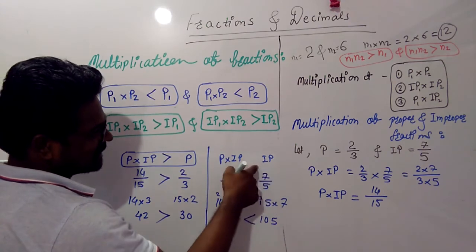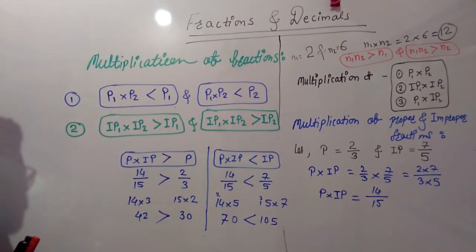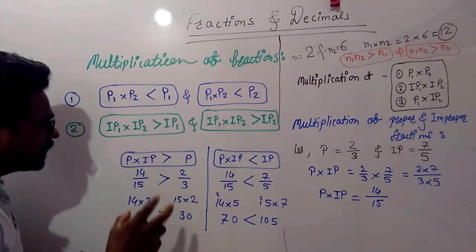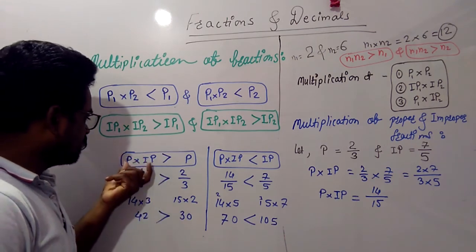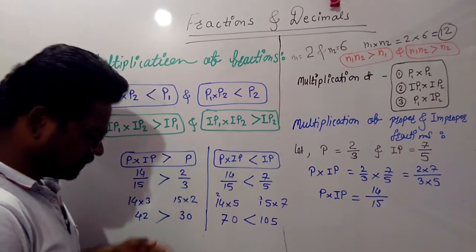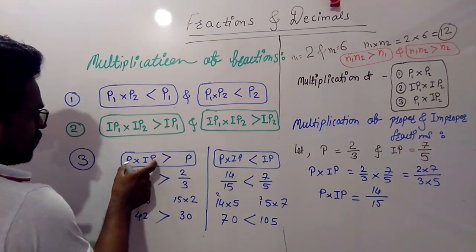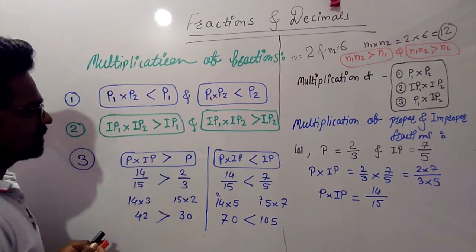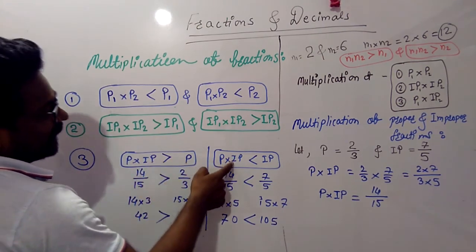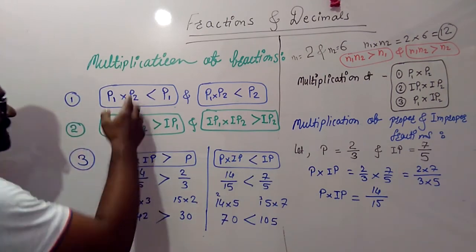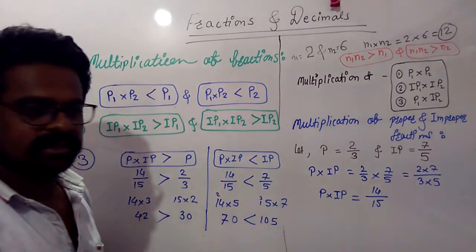That means this side is less than this side. Okay, fine. And that is our next conclusion. When we take the product of one proper and one improper fraction, then their product is greater than the proper fraction. This is my third case. When the product of one proper and improper fraction is there, then it is always greater than the proper fraction and it is always less than the improper. Exactly opposite to the first and second.